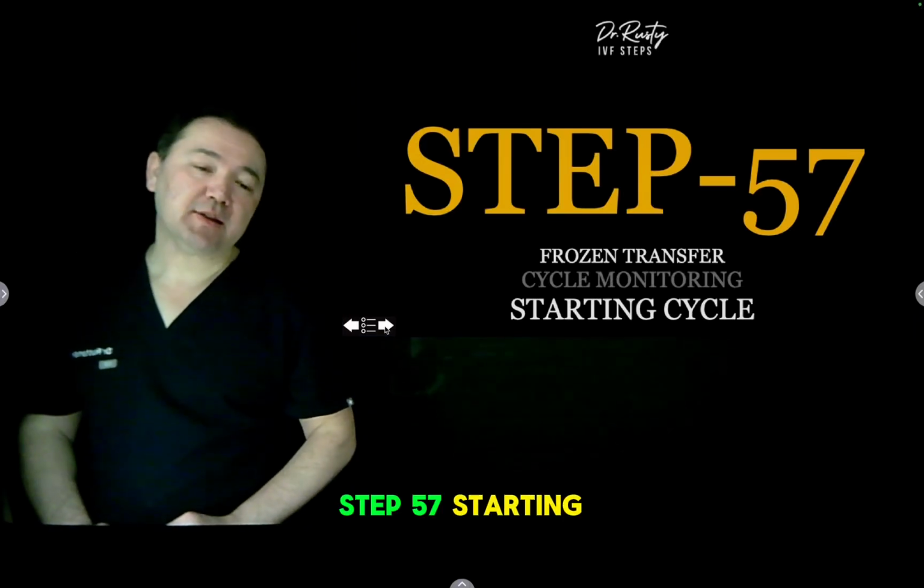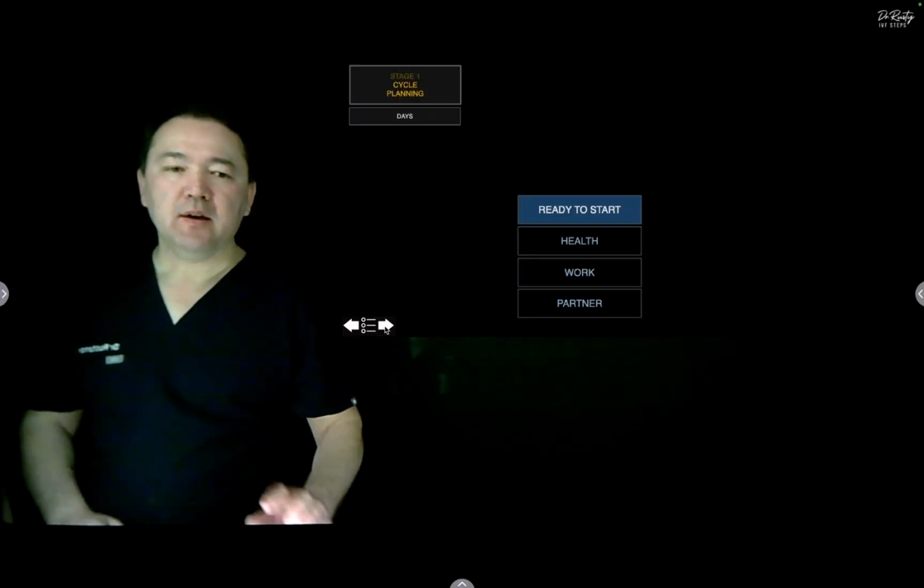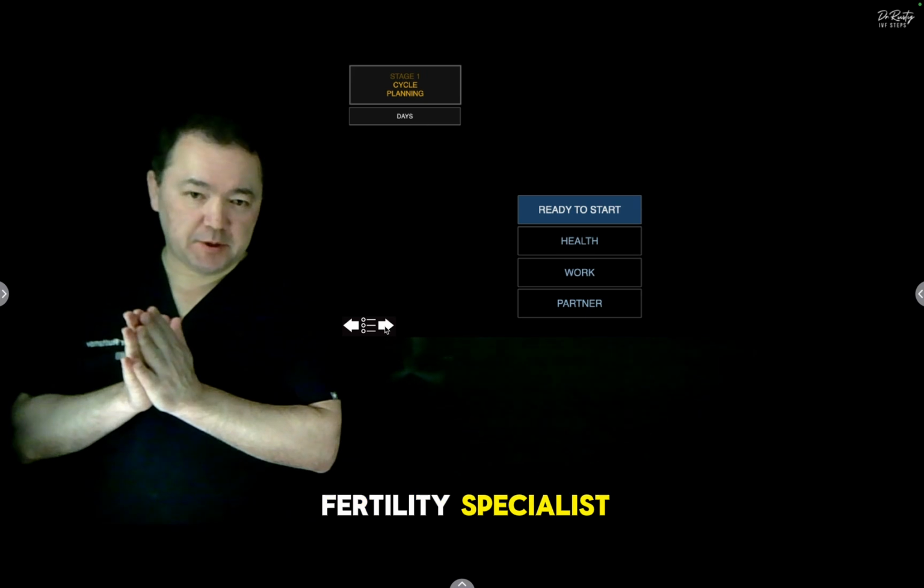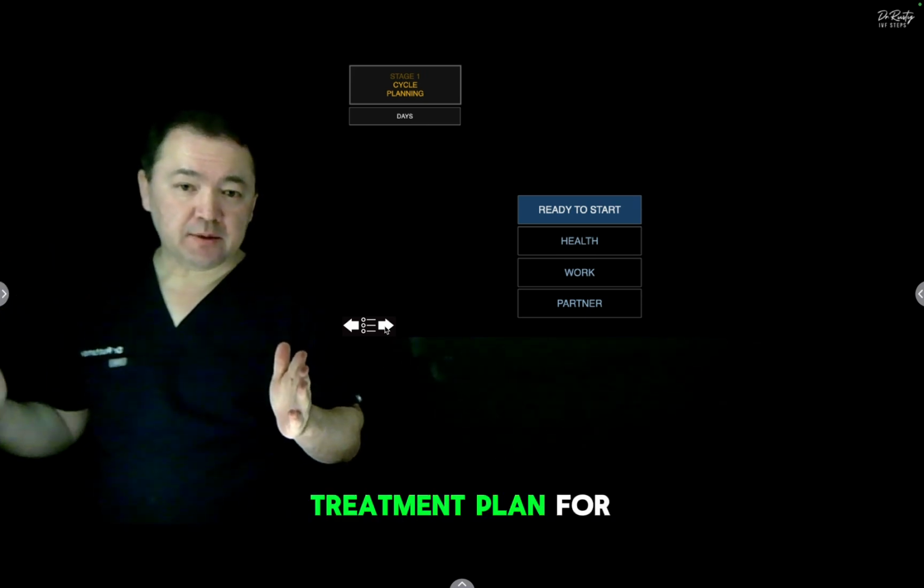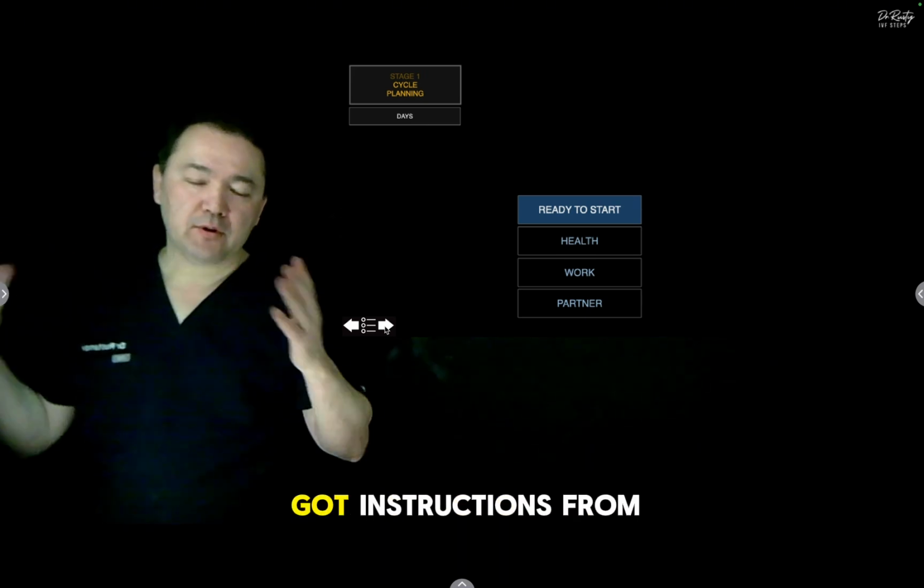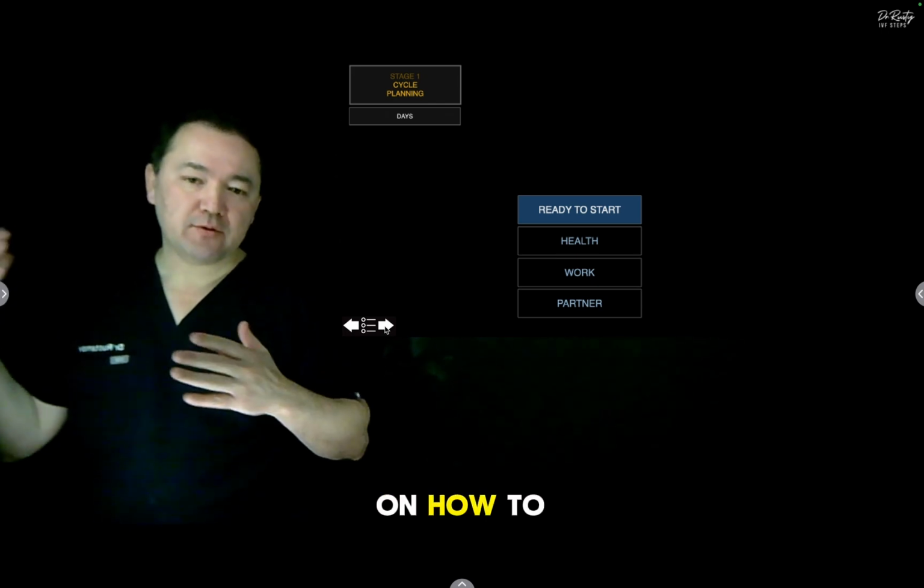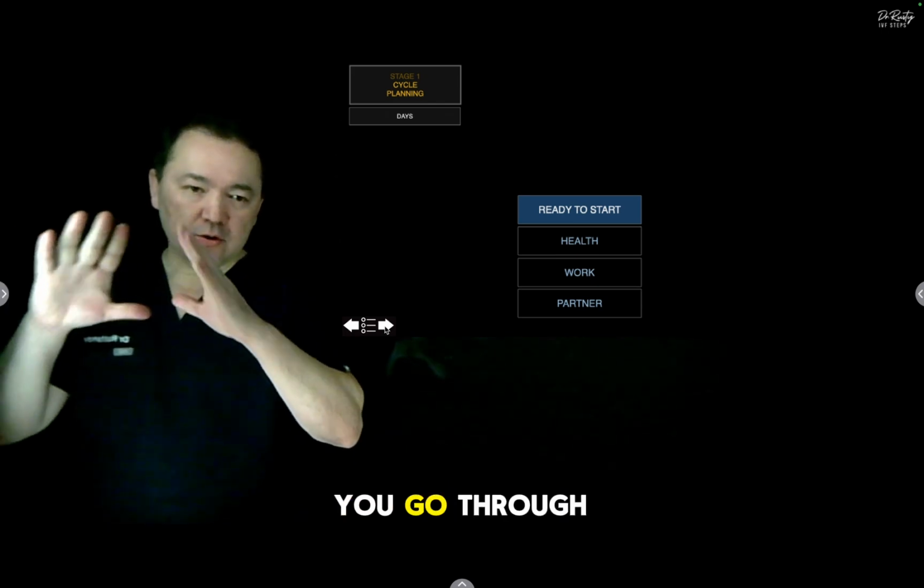Step 57, starting frozen embryo transfer cycle. So once you have spoken to your fertility specialist and created a treatment plan for the frozen cycle, once you have got instructions from the nurses on how to start the cycle, you go through your own checklist.